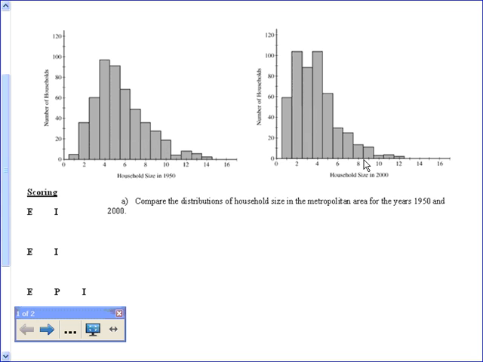In order to compare two distributions, what you need to be thinking about is CUSS. You need to think about using comparative language as well as context. So household size, comparative language: more than, less than, everything. The way you're scored on this is essentially correct, partially correct, and incorrect.